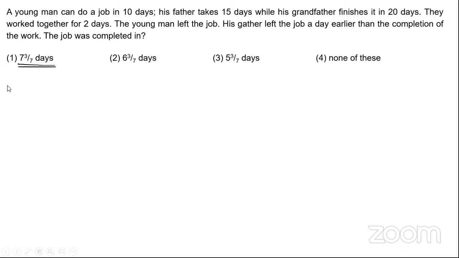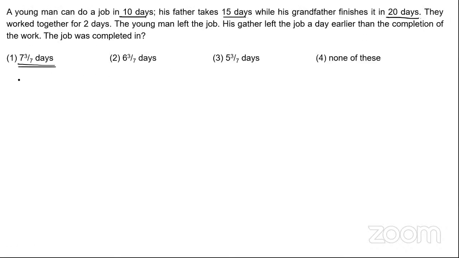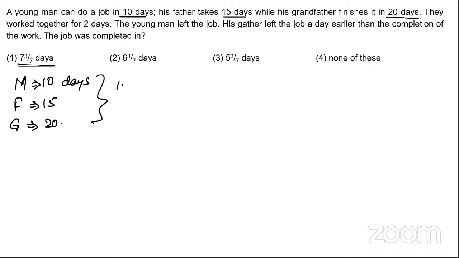Now, the statement given to me is that a young man could do a job in 10 days. His father takes 15 and grandfather finishes in 20. So let's say the young man is M, does in 10 days, father does in 15, and grandfather does in 20. So what do you think I should do? Consider work as 60 units.